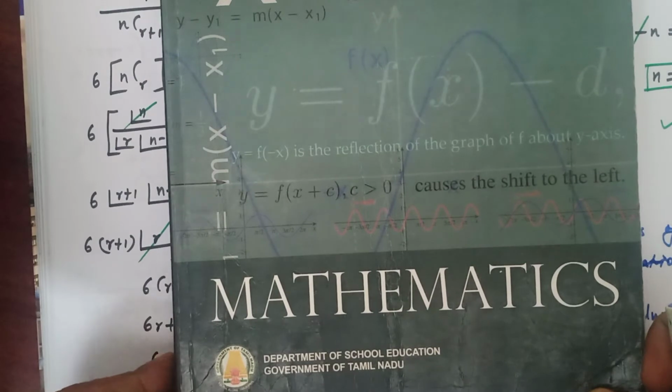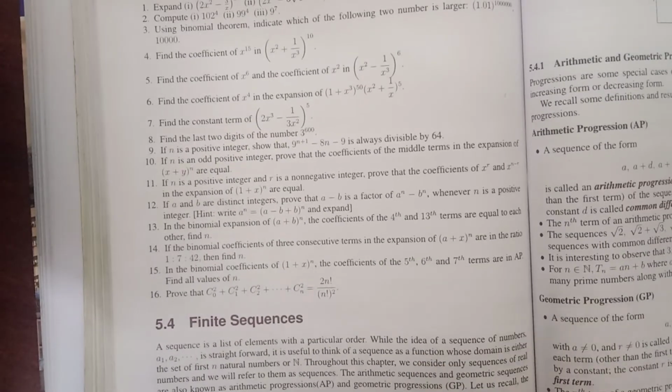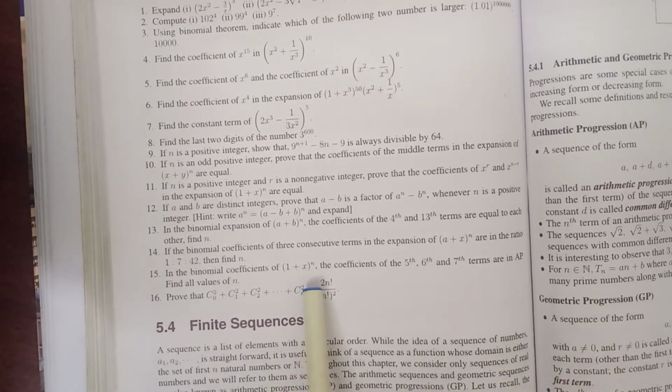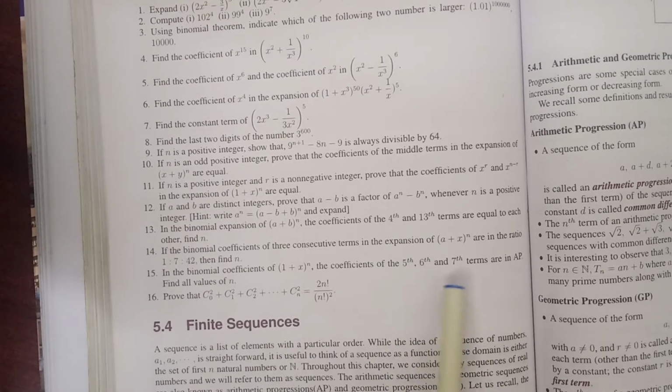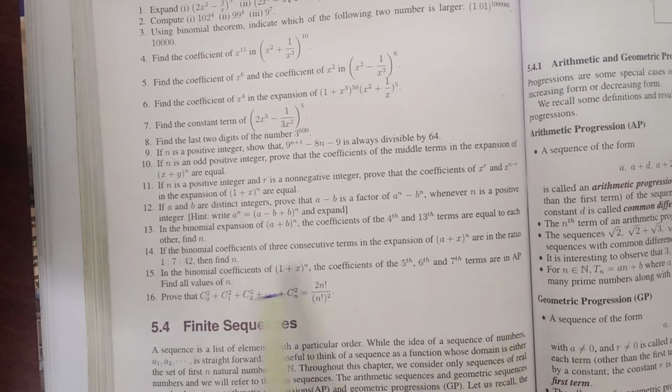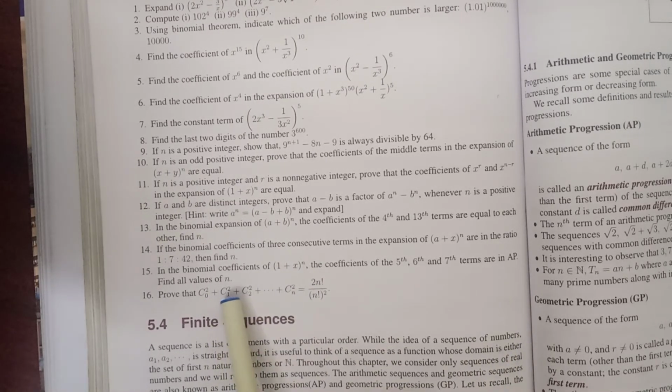11th standard mathematics, chapter number 5, continuation of exercise 5.1, now problem number 15. In the binomial coefficients of (1 plus x) the whole power n, the coefficients of the 5th, 6th and 7th terms are in AP, arithmetic progression. Find all the values of n.